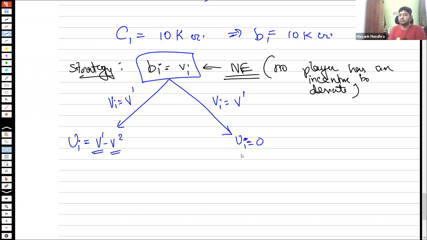So what are the types of deviations which can happen? Let's call it case one, when he is the highest bidder. He doesn't know he is the highest bidder, by the way. So I have to assume that he doesn't have any incentive to deviate in either of the cases. So when he has the highest valuation, I'm saying that he has no incentive to deviate.